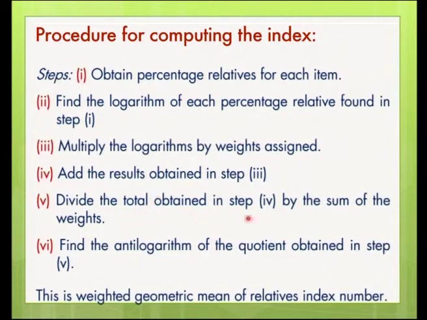Divide the total obtained in step 4 by the sum of the weights. Find the antilogarithm of the quotient obtained in step 5. This is the weighted geometric mean of relatives index number. Let us see how this has been calculated. The weighted average of price relatives is calculated using the arithmetic mean method and using the geometric mean method.